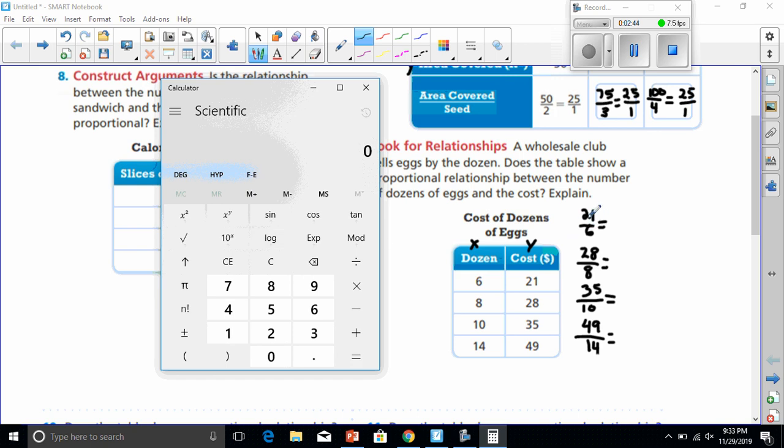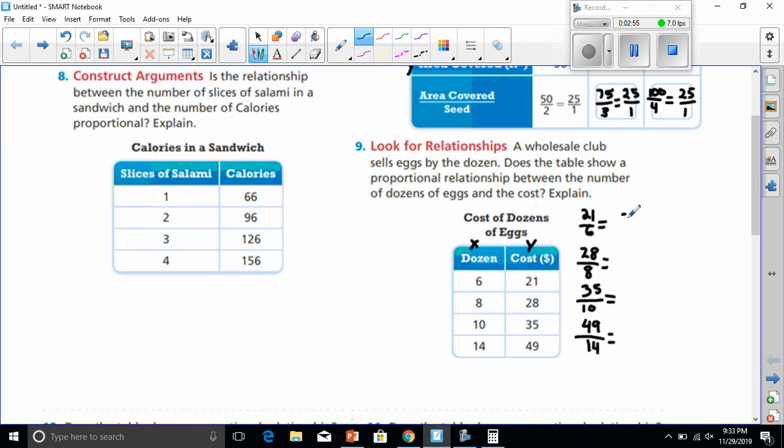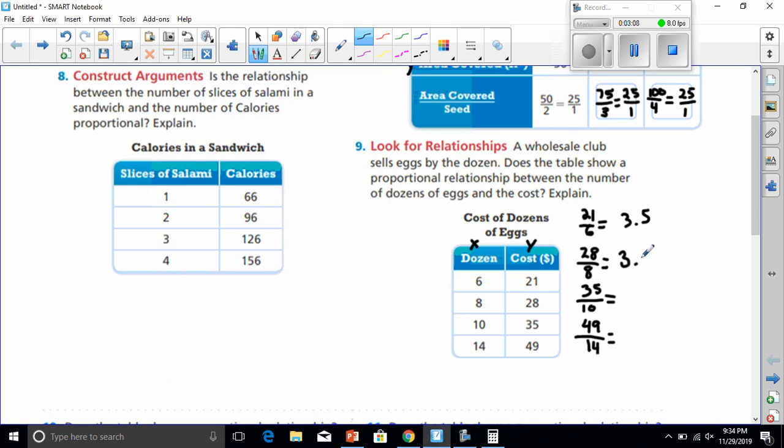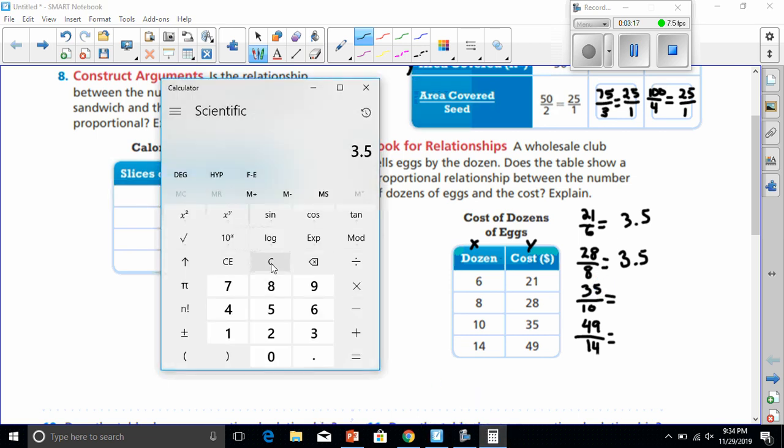First one says 21 over 6. Remember, every fraction is really a division problem. So this is really 21 divided by 6. And that gives us 3.5. Next is 28 over 8. So this would be 28 divided by 8, which is also 3.5. Next one is 35 divided by 10. I already know this one's going to be 3.5, just because when dividing by 10, you move the decimal point over. But we'll go ahead and do this anyways.